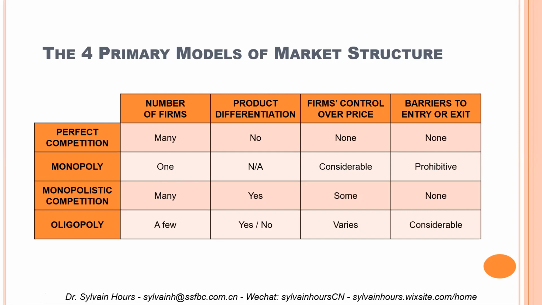In oligopoly, last market structure, there are only a few firms. So what does a few mean? It could be from 2 to 10, I don't know, something like that. There is no clear limit.